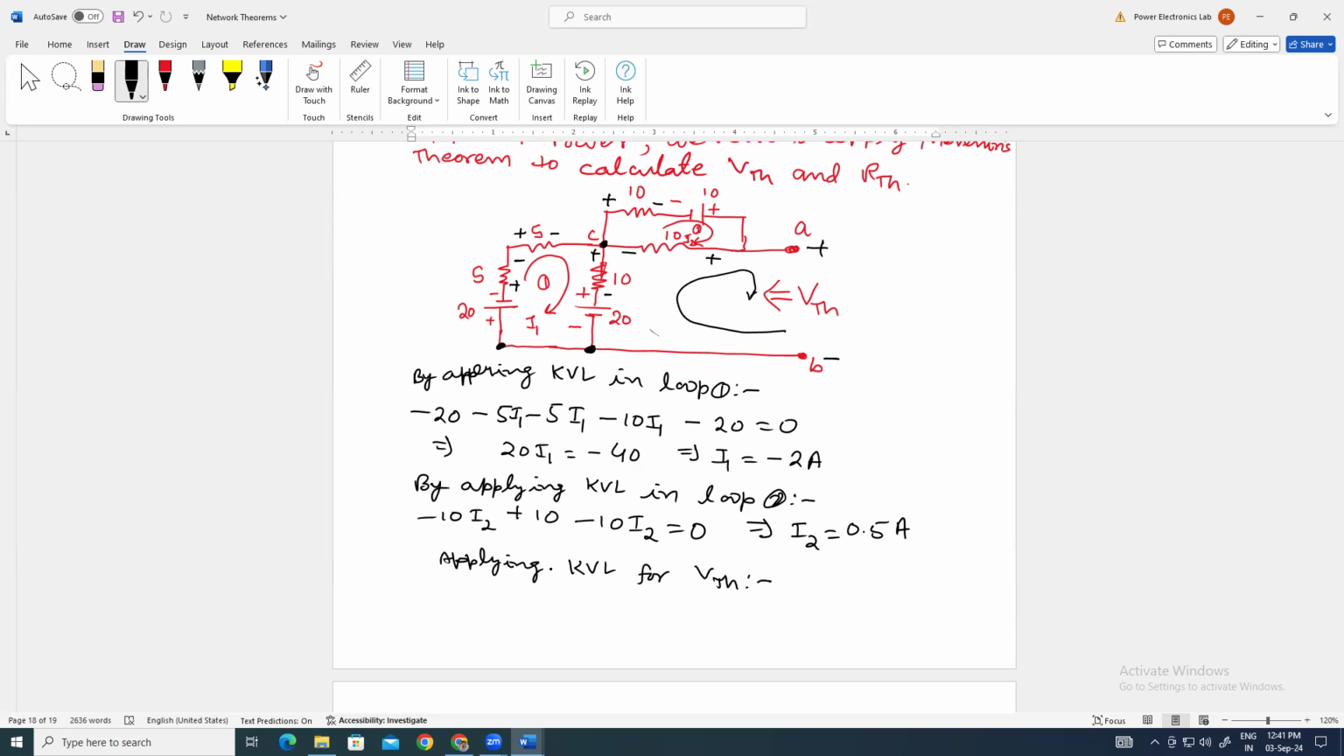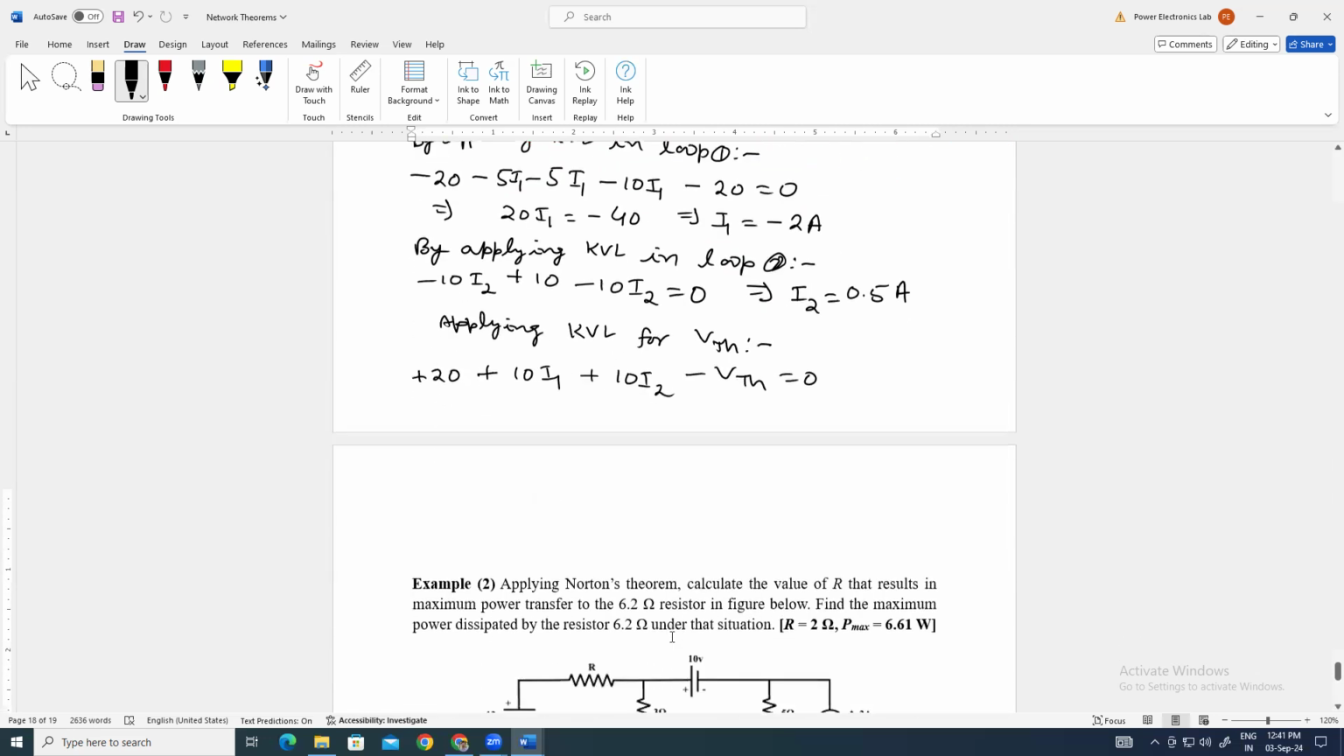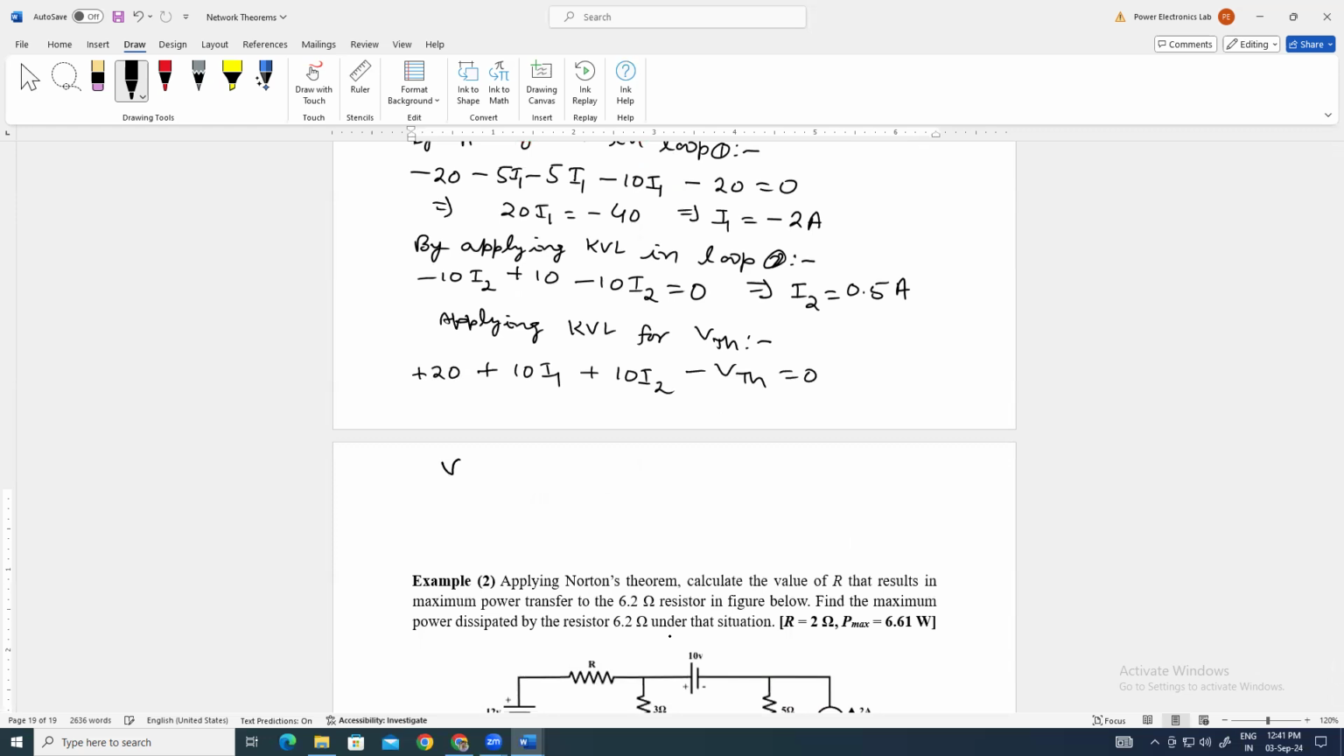So यहाँ से start करते हैं, माइनस प्लस प्लस हो जाएगा, +20, and then माइनस प्लस 10i1, then माइनस प्लस 10i2, माइनस VTH is equal to 0. Because यहाँ पे हम चलेंगे, पहले प्लस मिला है फिर माइनस मिला है. So if we solve further, VTH will be equal to 20 + 10i1 + 10i2.